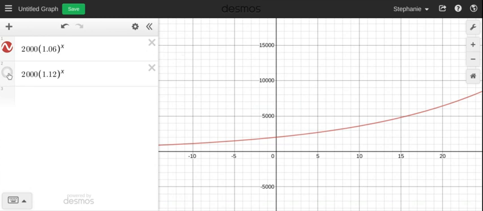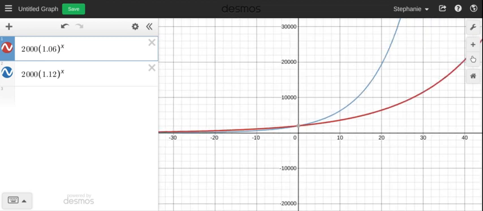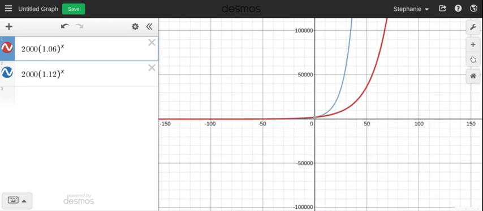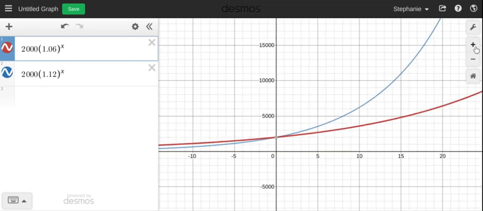And if I compare it to 1.12 to the x, so I'm doubling the interest rate, you can see that it starts at the same point. It starts at 0, 2,000. And then it shoots upwards a little bit faster, or, well, actually a lot faster. I'm going to zoom out. You can see how much faster it's shooting upwards. So we're earning a lot more money in the long term using the 12%.